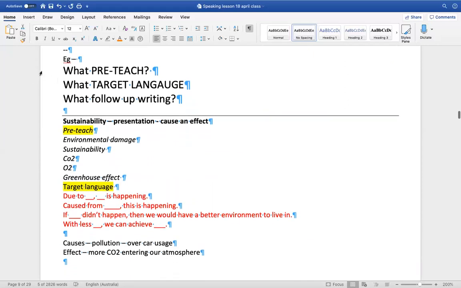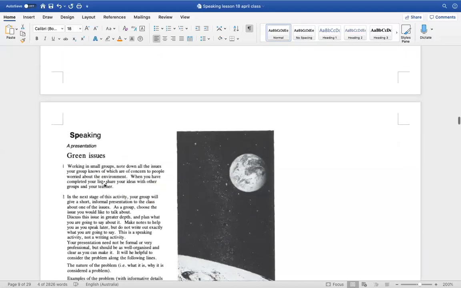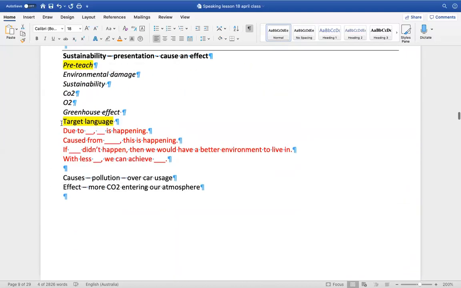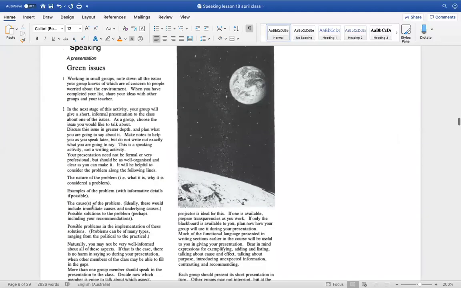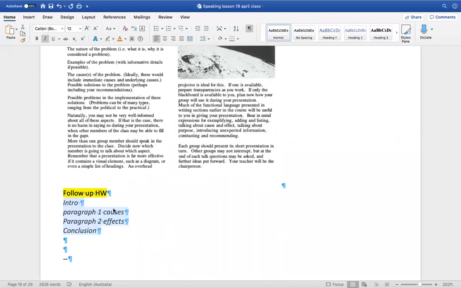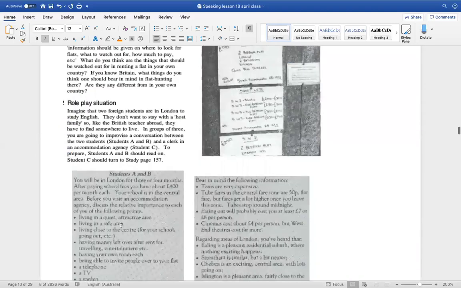So looking at the activity, what we could pre-teach, what would the target language be, and what would be a good follow-up writing. So if you're looking at this one about green issues, you might pre-teach these words. The target language might be like cause, from, acid rain, is happening. And the homework task might be, for example, writing an essay. And you tell them how to structure the essay. For example, introduction, paragraph 1 is the causes of global warming, 2 would be the effects, and last would be conclusion. And other different speaking tasks, we talked about what we would do.